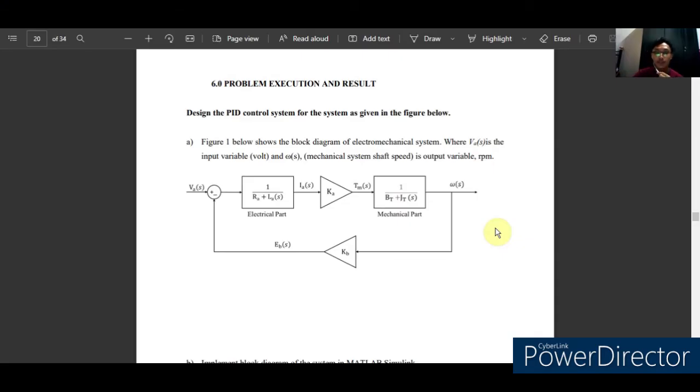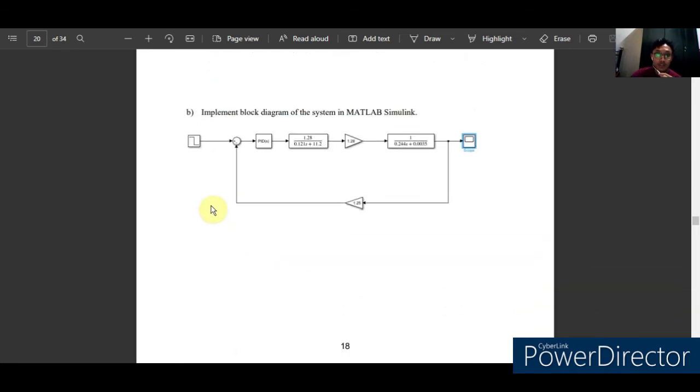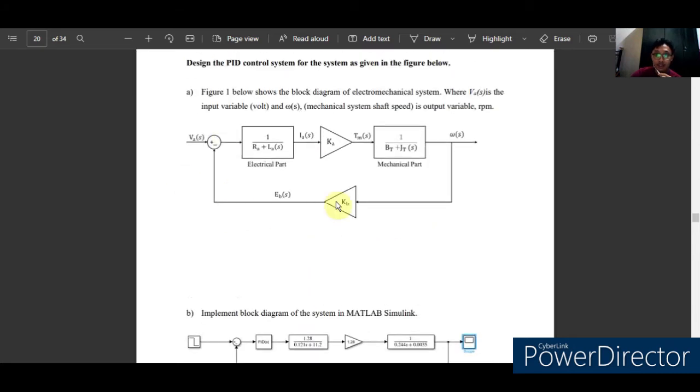Assalamualaikum and hi, my name is Muhammad Nazmi bin Asmadi and I will explain section 6.0, which is problem execution and the results that we have gained from the MATLAB simulation. These are the block diagram that we have to follow in our MATLAB simulation. This is the block diagram implementation in MATLAB software. It is just the same as this.